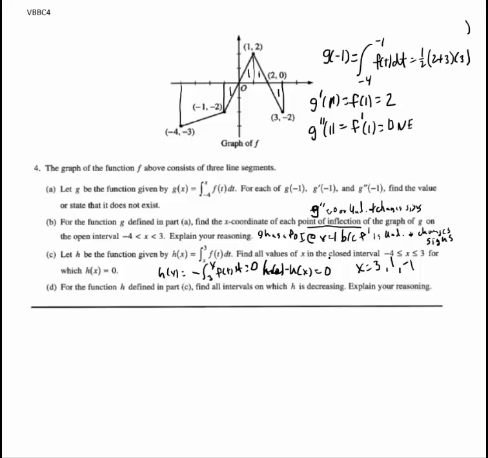So all the values of x on the closed interval -4 to 3 for which this function h of x is equal to 0 would be x is -1, 1, and 3. And it just said find them. It didn't say justify or explain your answer. But when I did it, hopefully that made sense on explaining that.